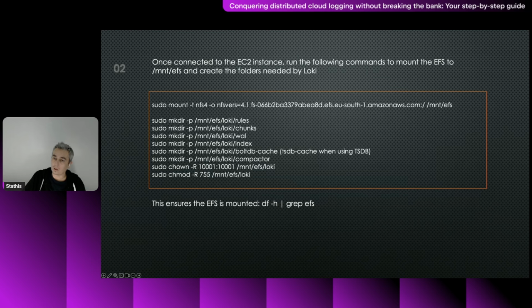Okay, so once connected to this instance, we will need to mount EFS to the /mnt/efs directory and create the folders that Loki will use. So the first command mounts EFS to this directory on EC2. We create the other directories: rules, chunks, wal, index, BoltDB cache or TSDB cache. It depends on the storage option we have selected for Loki. TSDB cache is the newer one.